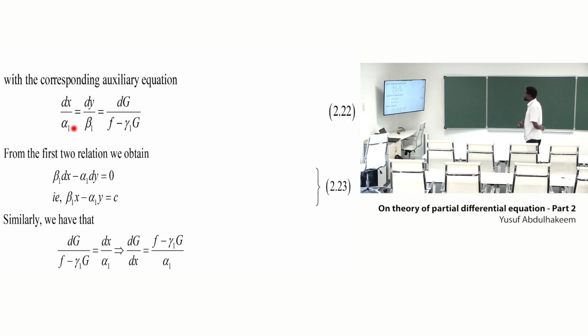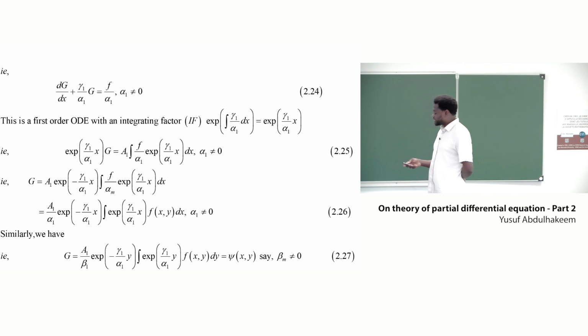The first pair here is dx over alpha 1 equals dy over beta 1. This is the same thing as what we have here. By the time we cross multiply this, we then integrate this particular equation so that we can obtain this. Of course, we know the integral of 0 will give us a constant. Similarly, we have dg divided by f minus gamma 1 of g equal to dx divided by alpha 1. Then we are going to separate this equation just as we have done before. So this is the differential equation we have.